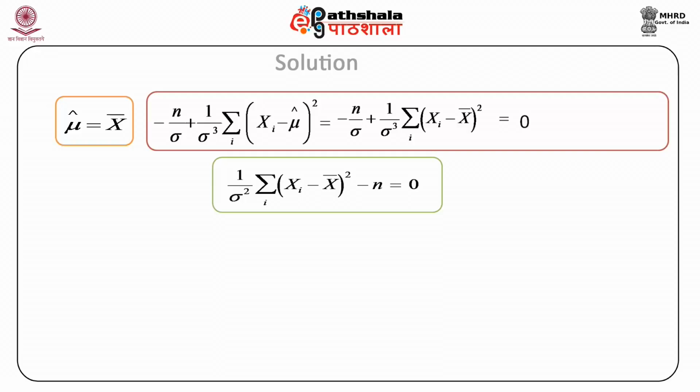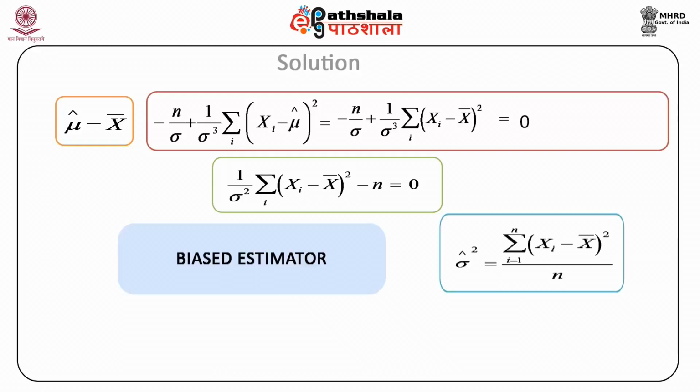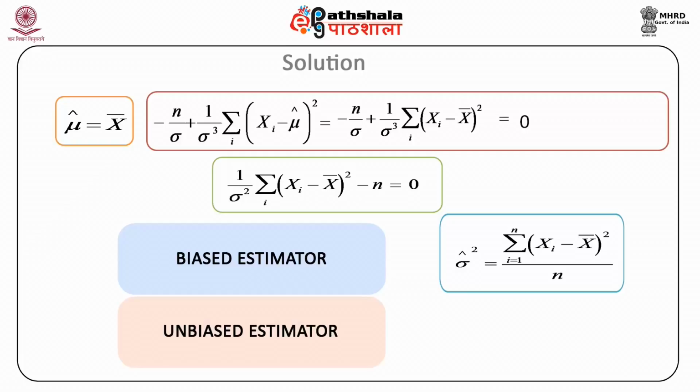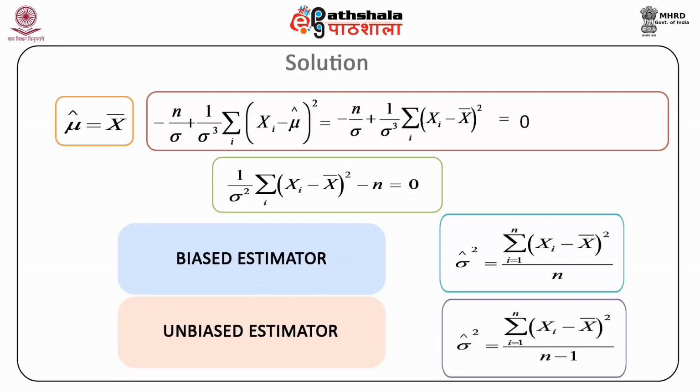So rearranging the terms, we obtain the MLE of population variance as sigma hat square equal to summation of (xi minus x bar) whole square divided by n. Now this is not an unbiased estimator. The unbiased estimator of variance is given by sigma hat square equal to summation of (xi minus x bar) whole square, where summation is of i from 1 to small n, divided by n minus 1.